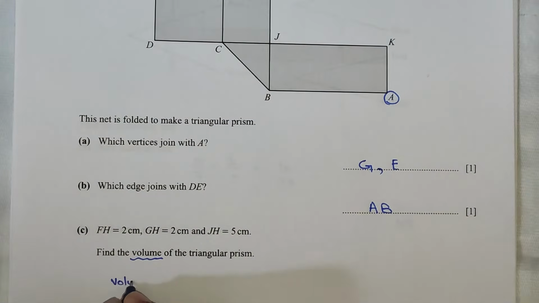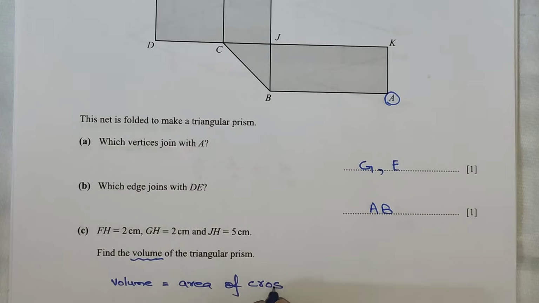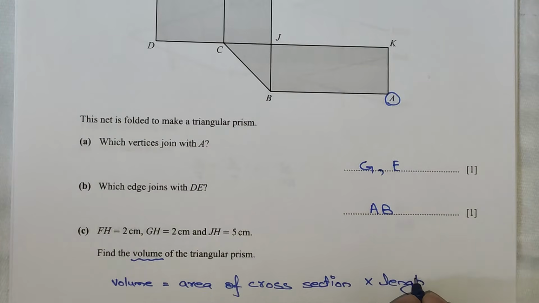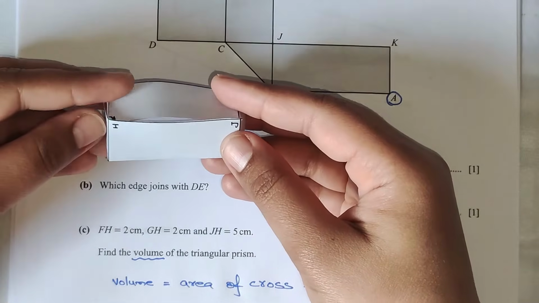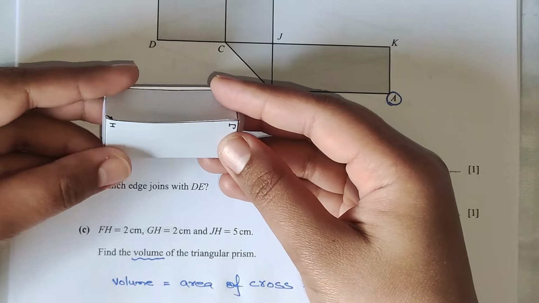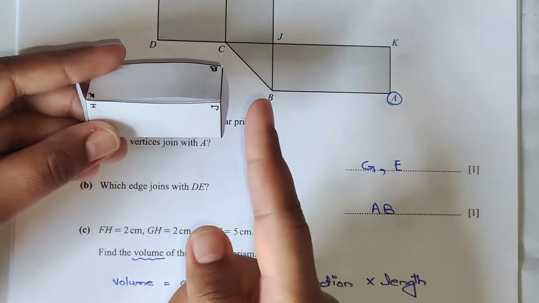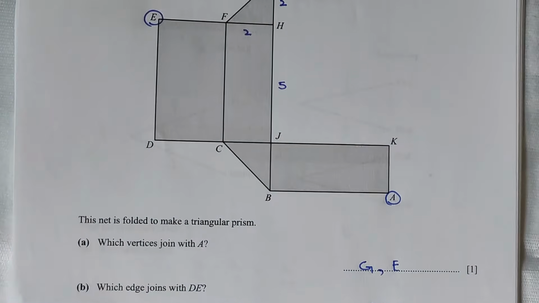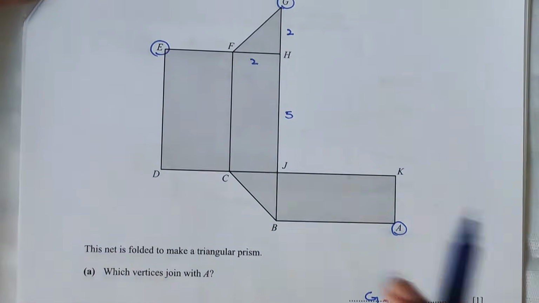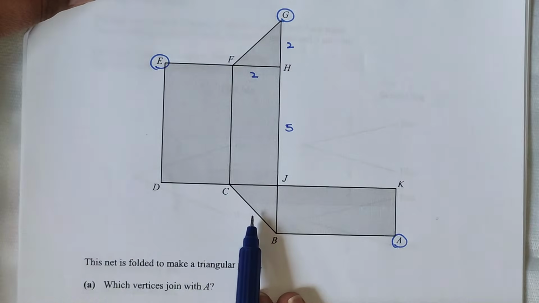The volume of any prism is basically equal to the area of the cross section times the length, or you can say the height. Close the net and make a triangular prism. As you can see, what is a cross section? We have two cross sections, this side and this side. These are the two cross sections. The area of a cross section: this triangle and this triangle, this is a cross section.